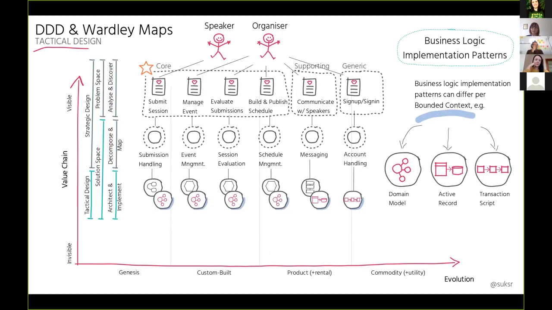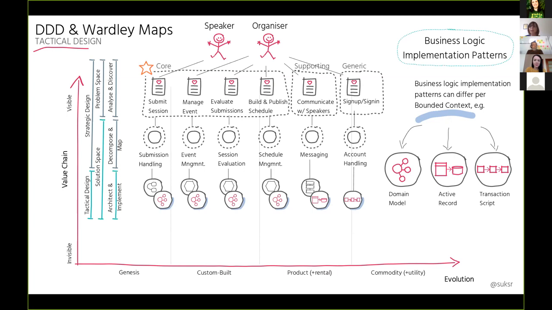So another part of the tactical design solution space could be that we can implement the business logic with different implementation patterns. For example, we can use the domain model that provides some building blocks I will describe in the next slide. And the domain model copes very well with very complex business logic, and is very suitable, for example, for our core domain.